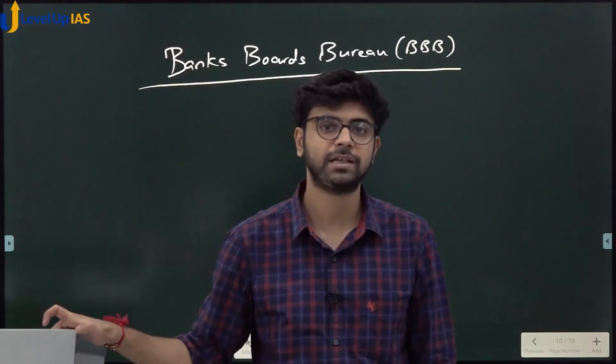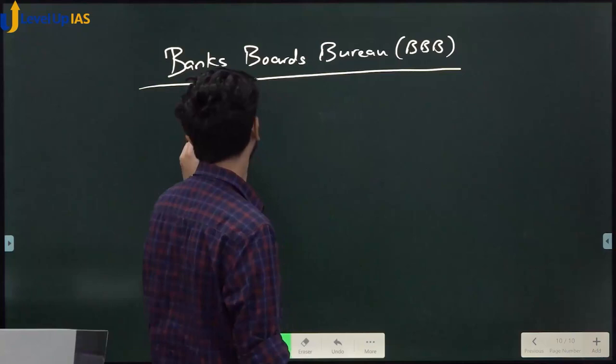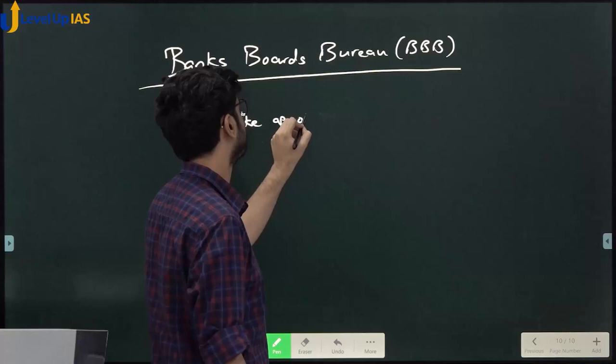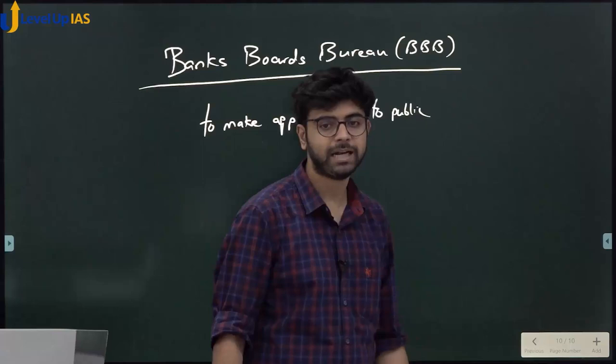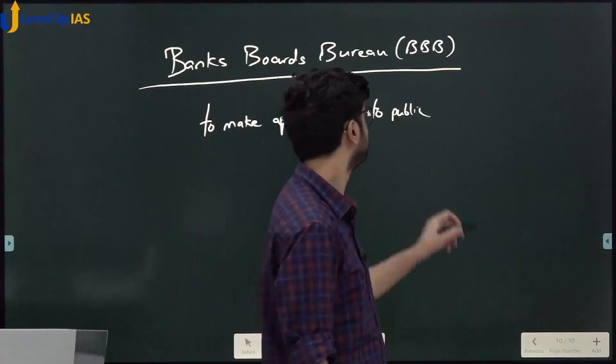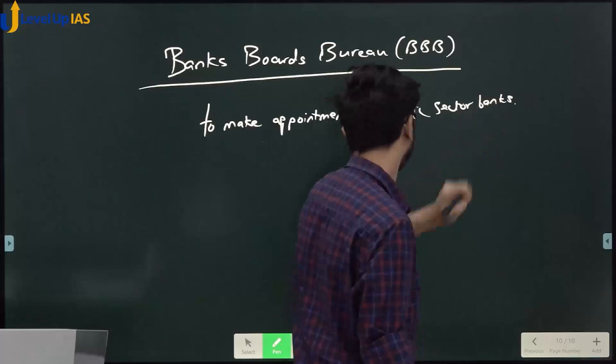Samjha, what is the logic behind Bank Board Bureau? Why? To make appointments, but to public sector. Then what RBI did, even in the private sector, if you want to appoint a managing director or chairperson in a private sector bank, it would need RBI permission. Simple. Right?